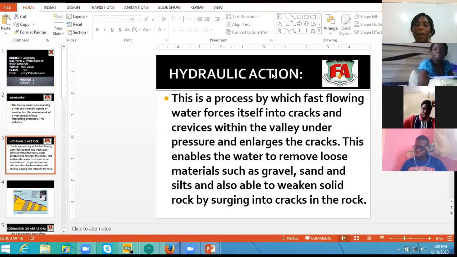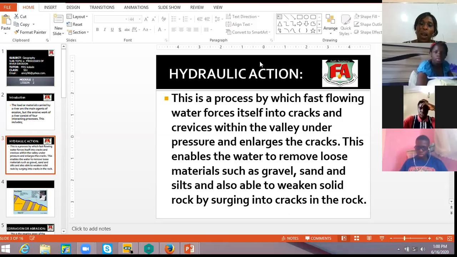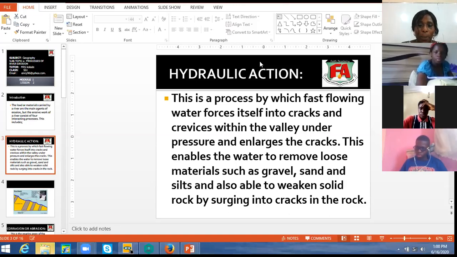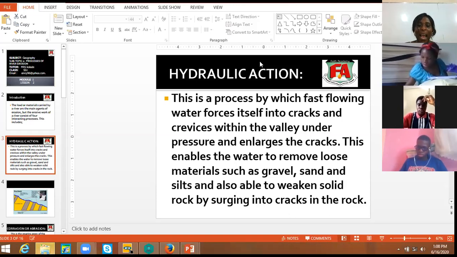If you remember from the previous class, we said the work of a river at the upper course is majorly vertical corrosion. That is development of a V-shaped valley. In regards to that, I'm going to relate it with hydraulic action. Now that V-shaped valley that developed is a fault. And a fault means an opening. A fault in geography means a crack that has an opening.